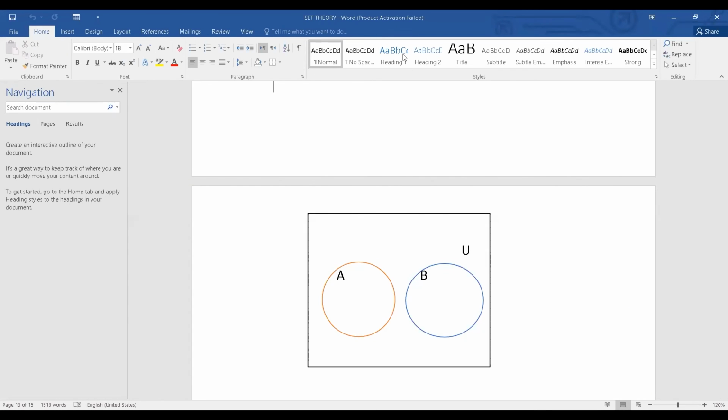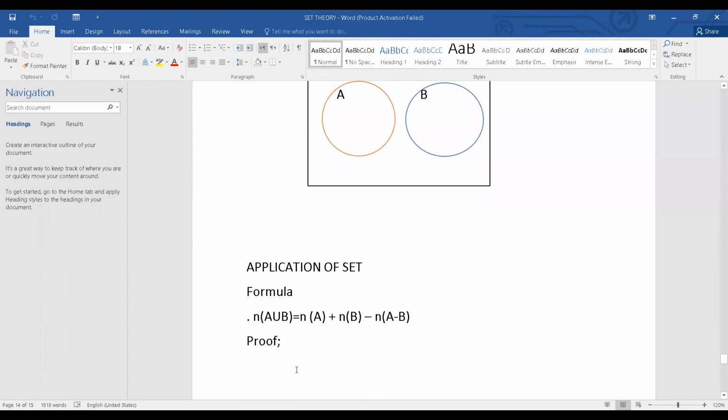Is it clear? Okay. Now we're going to apply all that we learned: union, set intersection, set difference. We're going to take it now. Now the formula. Just let me open this.